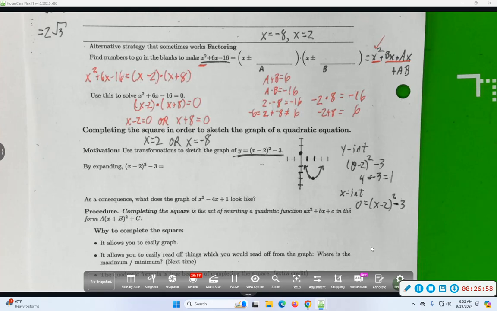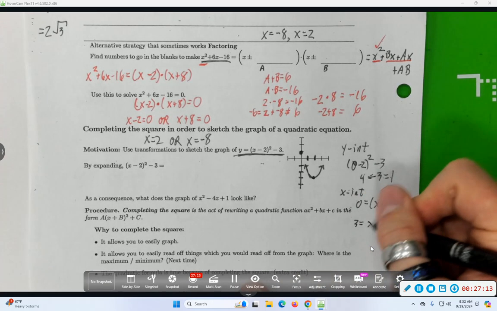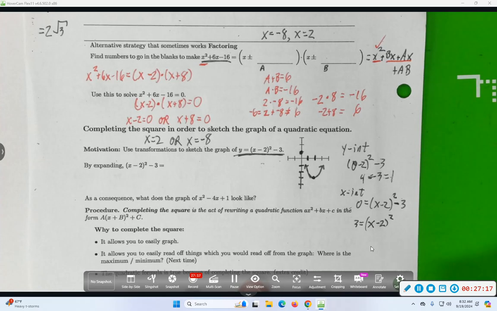There's only one x in that formula. Whenever you see a formula with only one x, you should try just moving everything to the other side. You can do that in this case, right? So let's do that instead. Add 3 to the other side. 3 equals x minus 2 squared. What next?